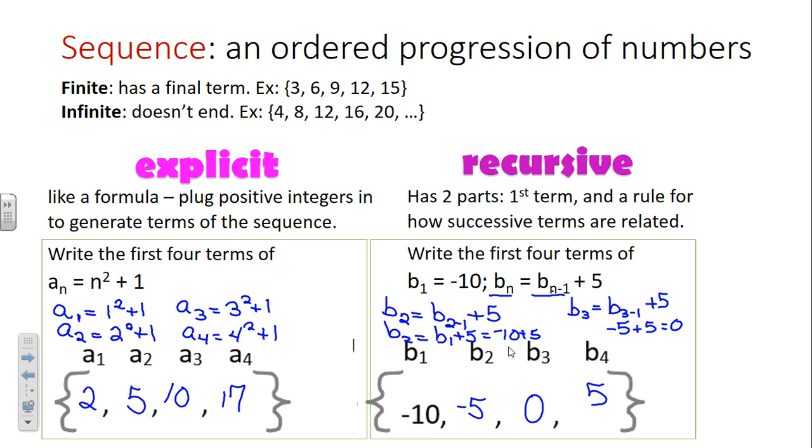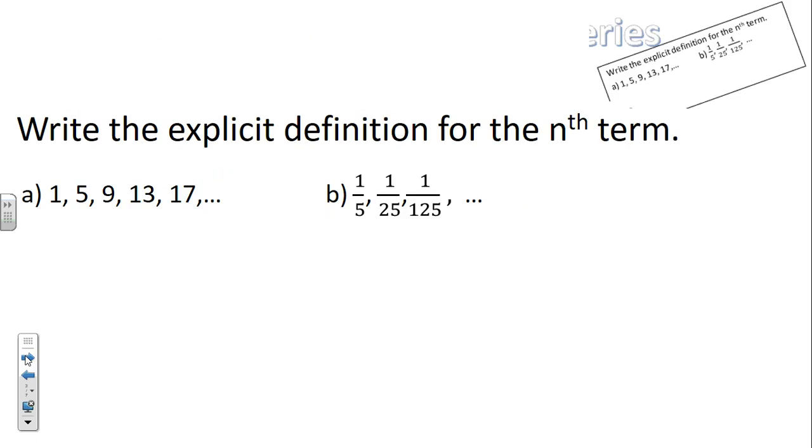Okay? So my previous term was negative 10. If I add 5, I get negative 5. If I add 5 to that, I get 0. If I add 5 to that, I get 5. If I add 5 to that, I'll get 10. If I add 5 to that, I'll get 15. Make sense? All right. Questions on this one? All right. This is the hardest concept for some reason. For some people, it was for me anyway.